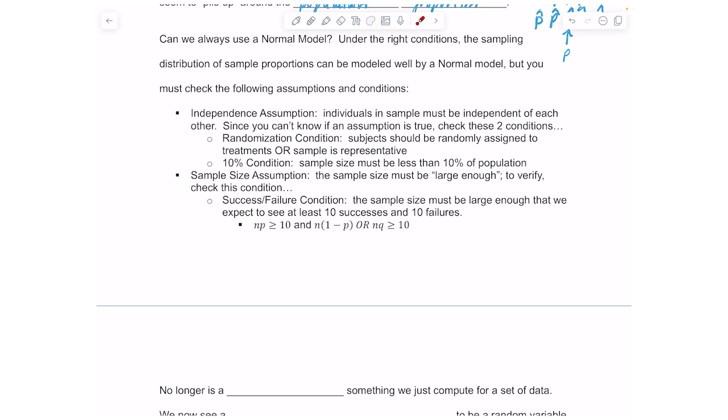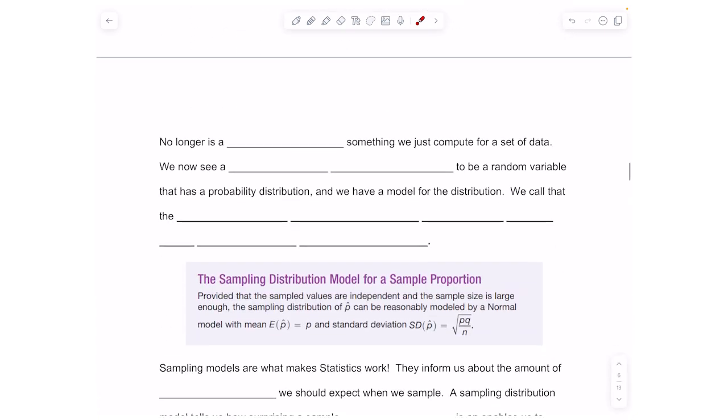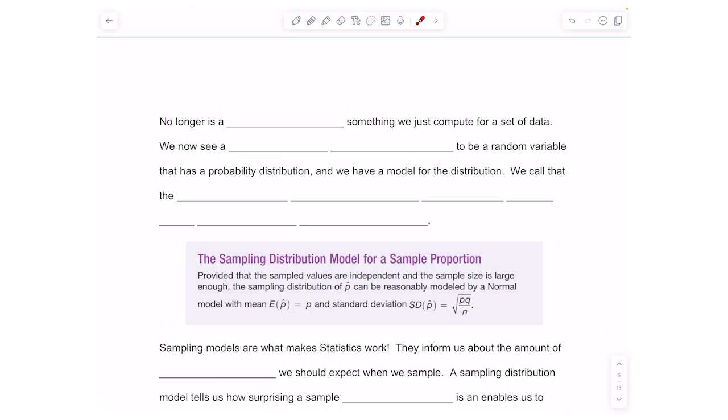So p is the probability of success, and q, or 1 minus p, as we talked about in the last video, is the probability of failure. And when you multiply the sample size times p and the sample size times q, it always has to be greater than or equal to 10. So as long as all of those conditions check, then that means we can use the normal model to approximate the sampling distribution.